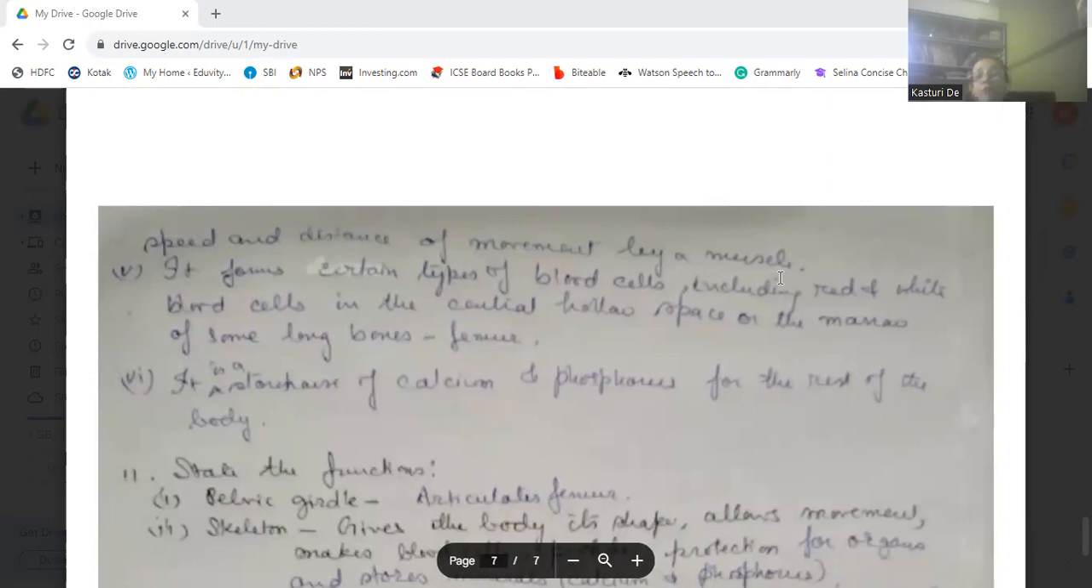Then it forms certain types of blood cells, not blood vessels, blood cells, including RBC and WBC, which are formed in the hollow spaces, or the marrow, of many bones, long bones like the femur. So RBC and WBC are formed in the long bone marrow. Then the skeleton is a storehouse. The minerals calcium and phosphorus of the body are stored inside these bones. So it acts as a storehouse.